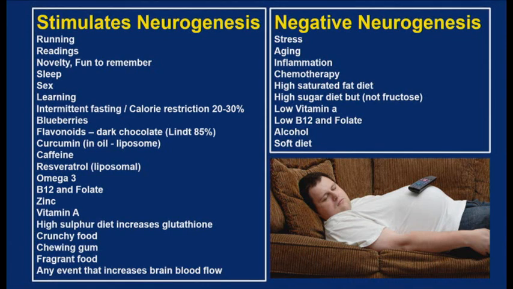So to stimulate neurogenesis: running, reading, novelty, something which is fun to remember. We need our sleep because of our circadian rhythm. Sex.